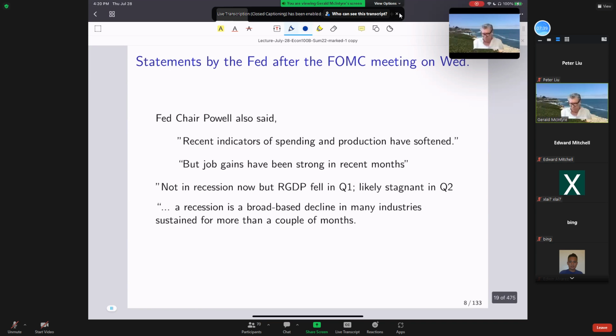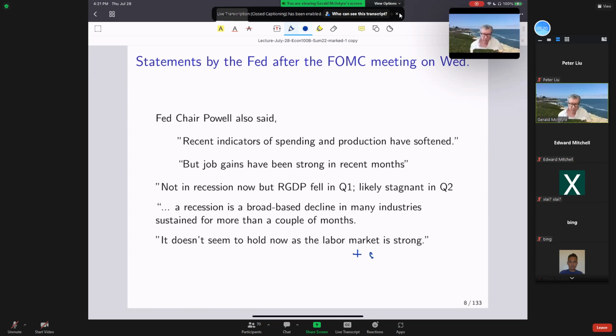And he reminded people in the press conference of exactly what we talked about on Tuesday, that a recession, and this is practically the definition of the NBER, I'm very surprised he had it right in front of his brain so he could say it, is a broad-based decline in many industries sustained for more than a couple of months. He reiterated that definition for the press, and he followed up with saying that it does not seem to hold now as the labor market is strong.